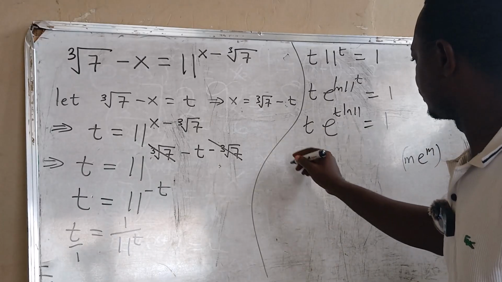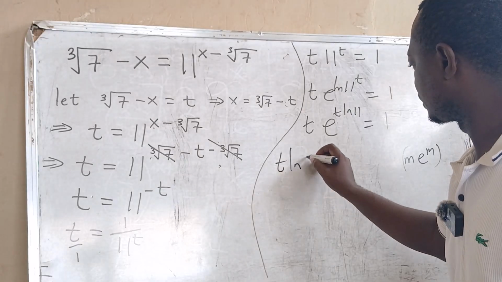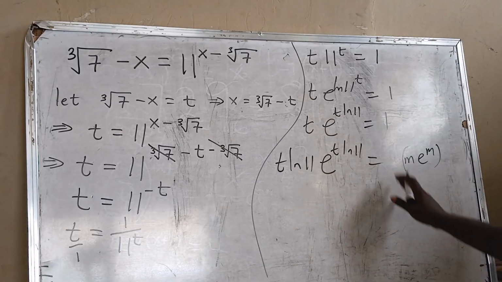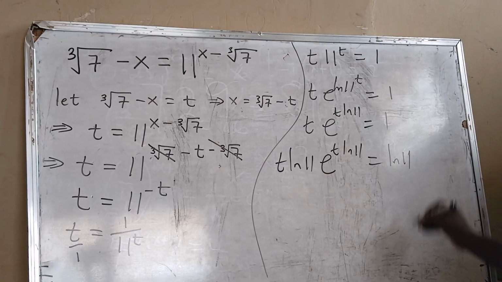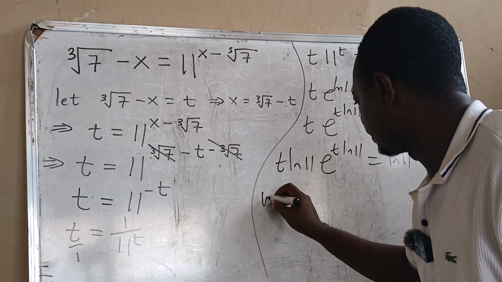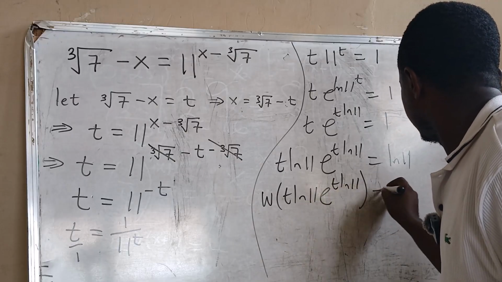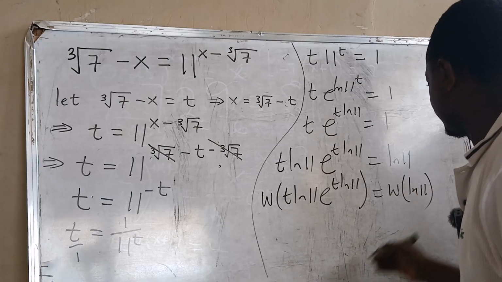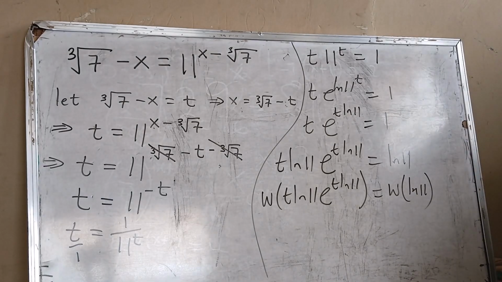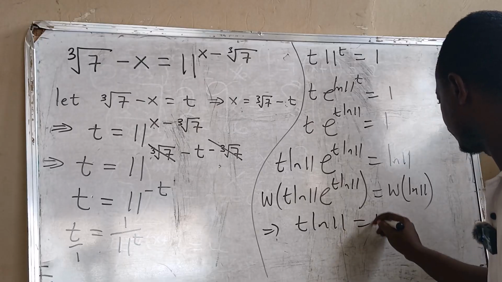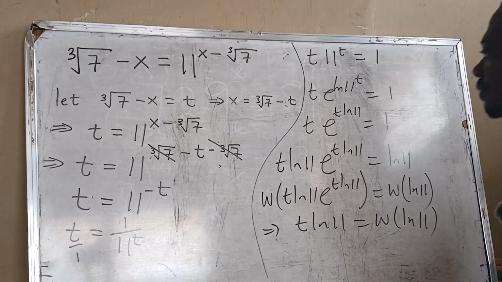So I'll multiply this side by ln of 11. So that will be t ln of 11 times e raised to t ln of 11. Then it will affect this one as well, so ln of 11 here. As simple as that. So from here, we can take the W function. Since this side is the same as this side, we have the W function of t ln of 11 e raised to t ln of 11 equals the W function of ln of 11. So from here the answer for the left hand side will be t ln of 11.